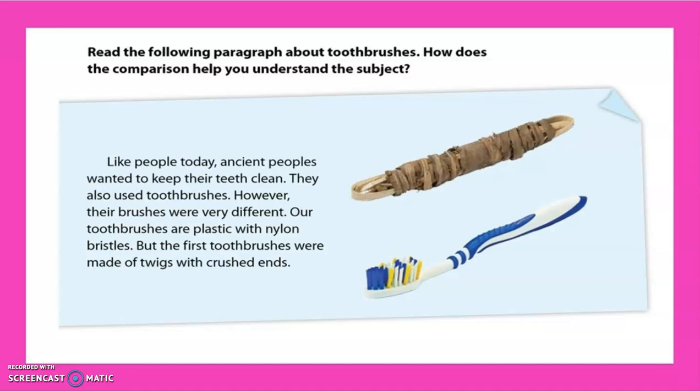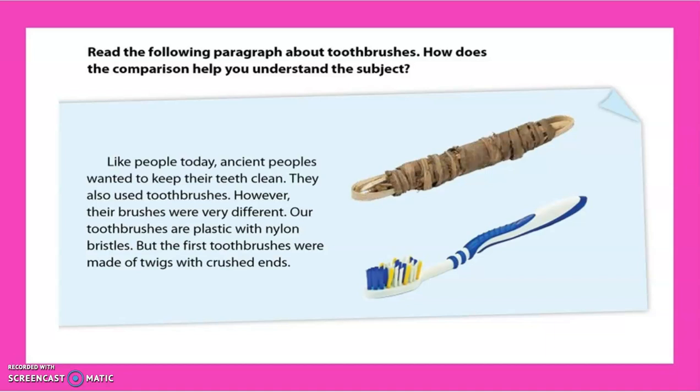Like people today, ancient peoples wanted to keep their teeth clean. They also used toothbrushes. However, their brushes were very different. Our toothbrushes are plastic with nylon bristles. But the first toothbrushes were made of twigs with crushed ends. Boy, that's fascinating. Well, boys and girls, let's read the paragraph again.